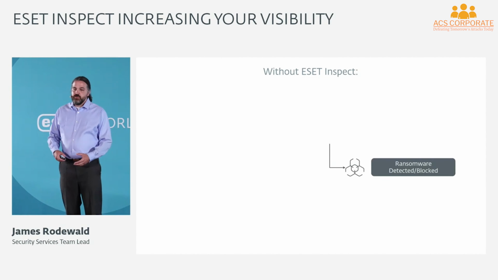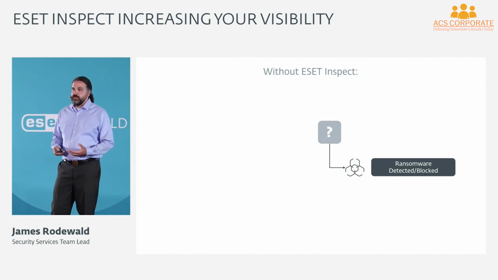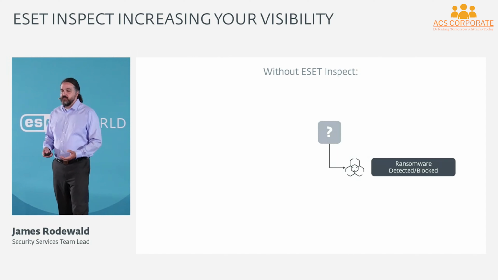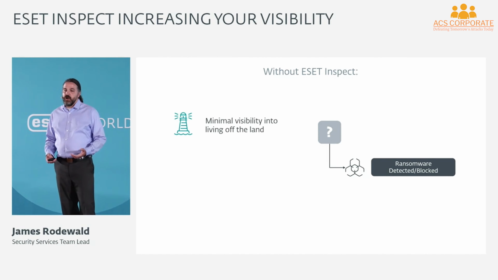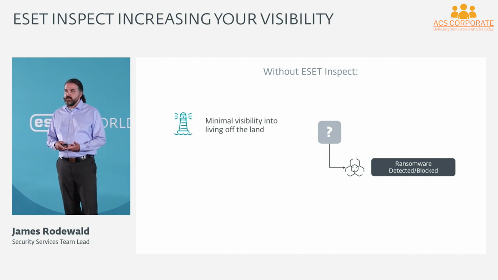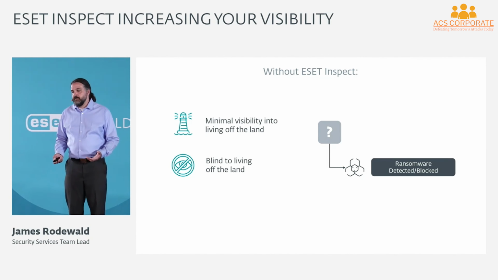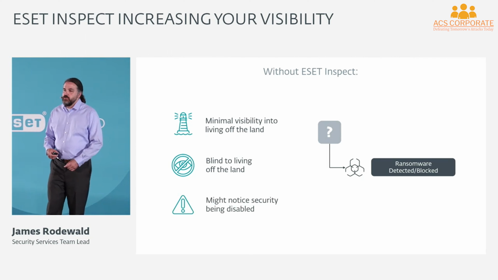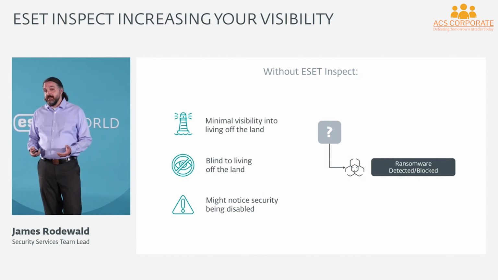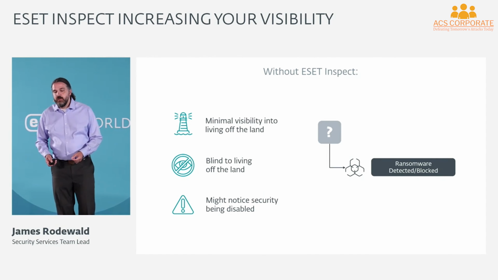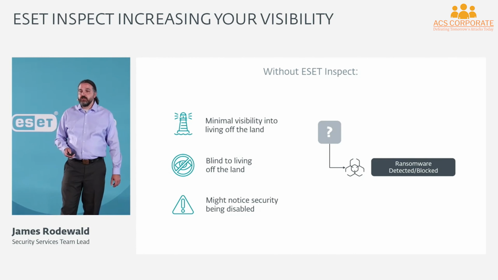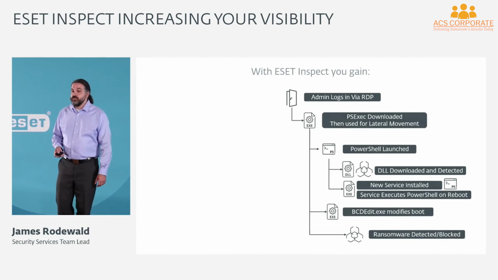So if you're just using ESET Protect without ESET Inspect, all you're going to see is potentially some ransomware was blocked. You're not going to see how it got there, and you're not going to see any of the living off the land techniques. And you may not even notice your security being disabled or uninstalled. But if you are using ESET Inspect, your visibility grows tremendously.